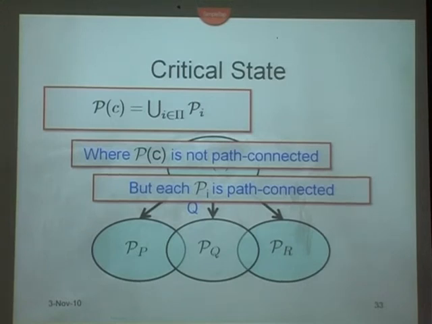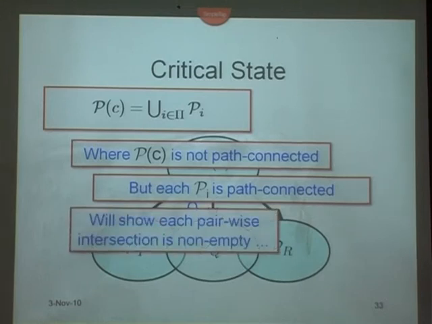And so what I'm going to show now is that there's a contradiction hiding in here, that it can't be the case that each of these things is path connected, and yet their union is not path connected. To do this, we need to look a little bit more closely at what's going on. In particular, I'll show you that each pairwise intersection is non-empty. And that, by our observation, implies that the whole thing is path connected. That contradicts our assumption that it's not path connected. Therefore, it must have been path connected from the very beginning.